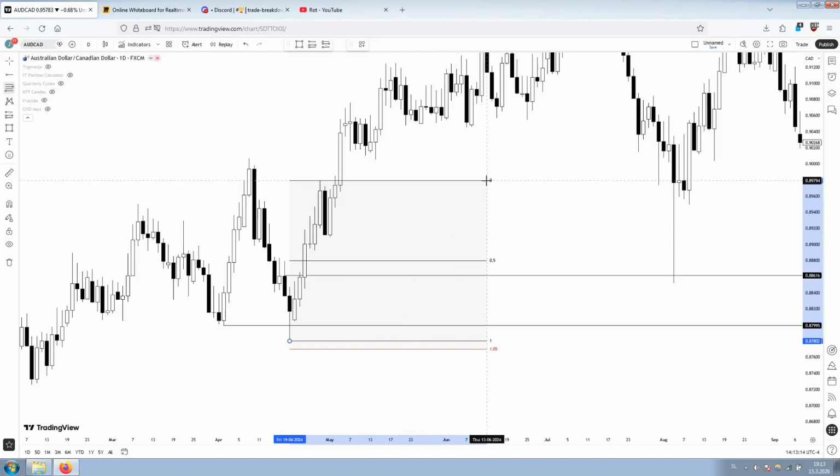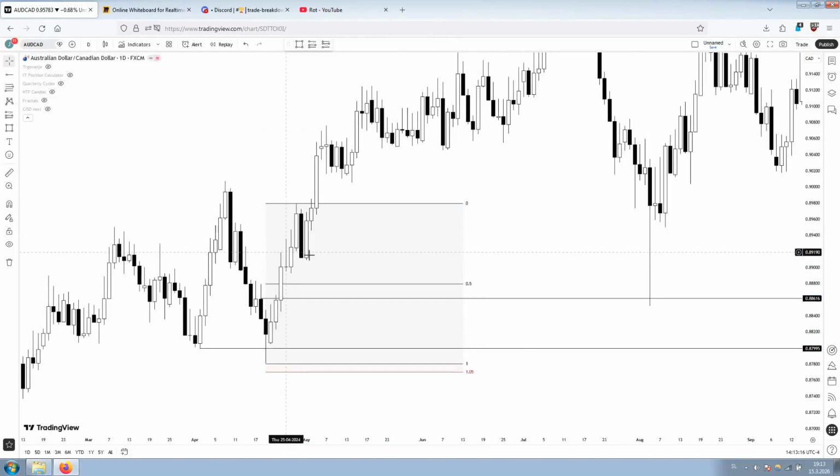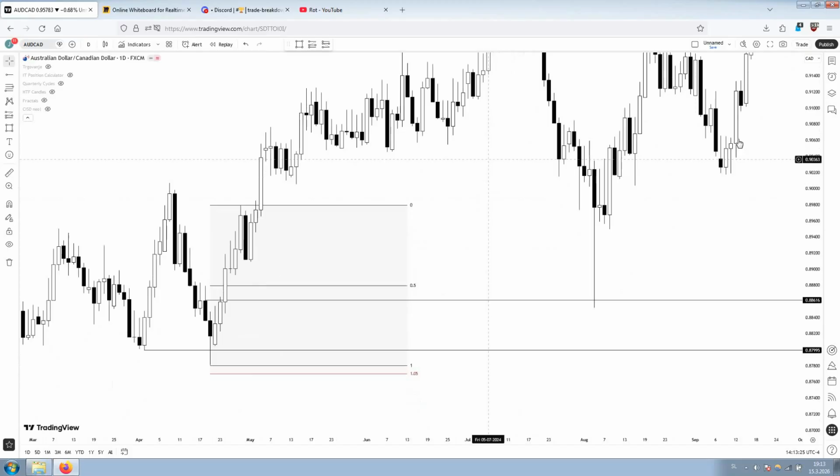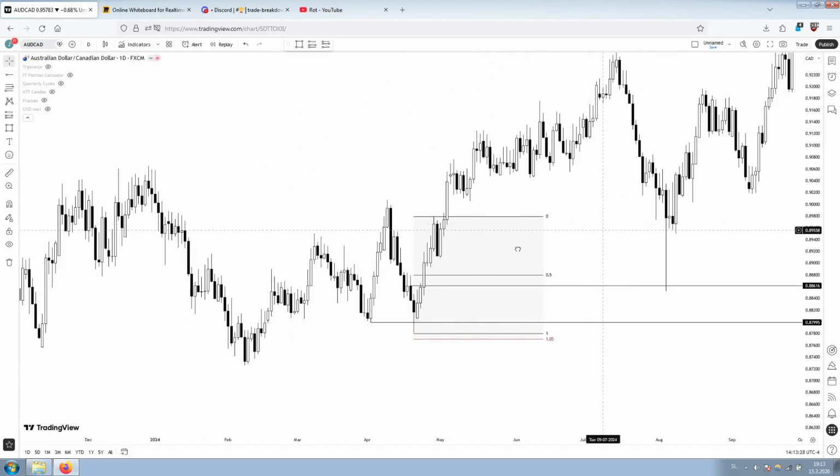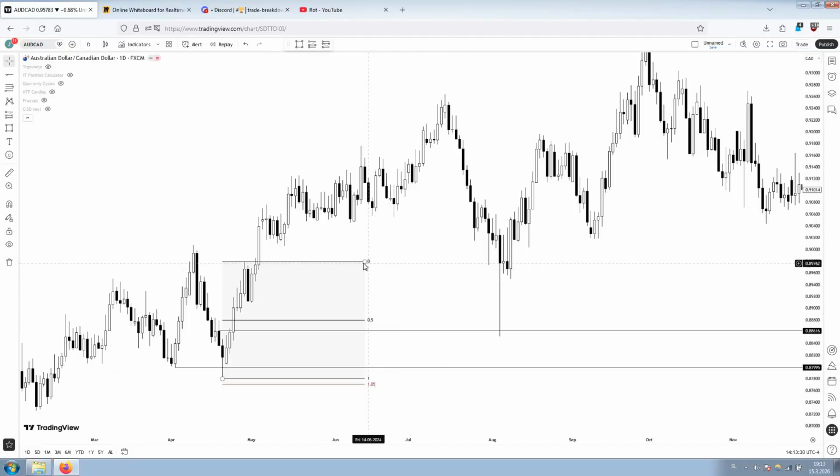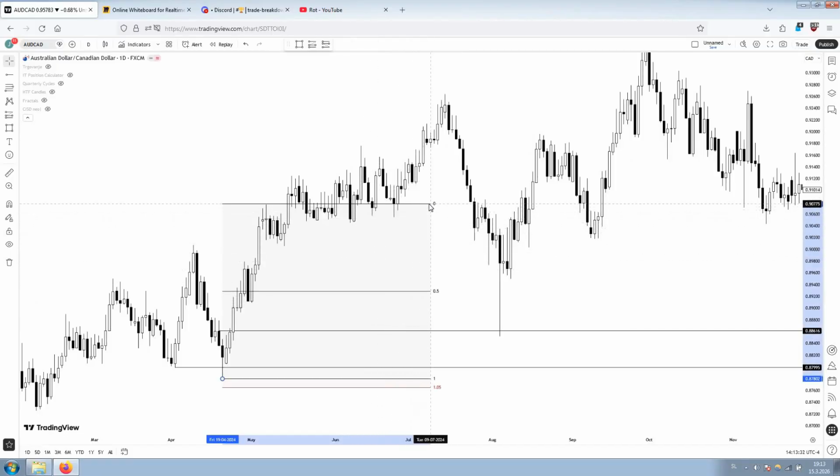And you notice something very interesting, that the price didn't come lower, it didn't come below equilibrium, but instead continued higher and higher and higher. So what do we do in that case? In that case, we move the equilibrium until we see that the price touches it.